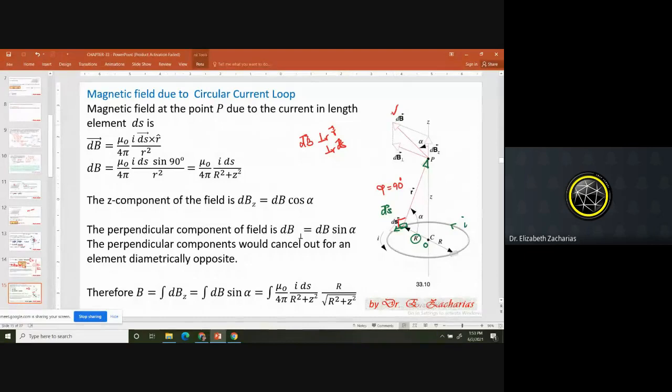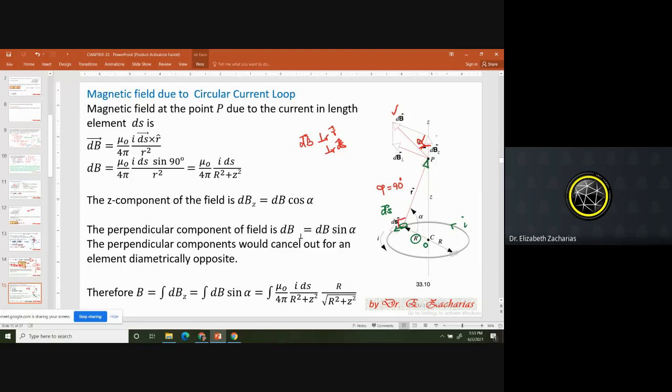So this perpendicular, I'm sorry, this dB vector that you're drawing is not going to be on the xy plane. Instead, it will be making an angle alpha with the z-axis. It's going to make an angle alpha with the z-axis.